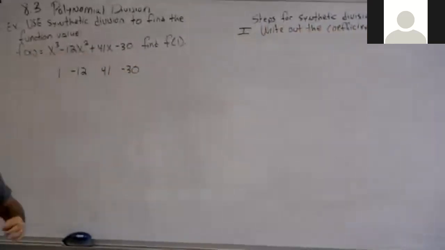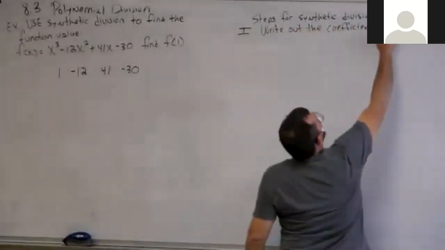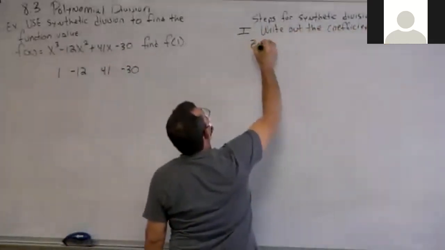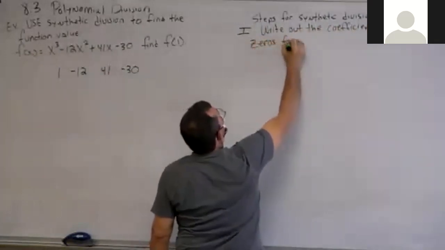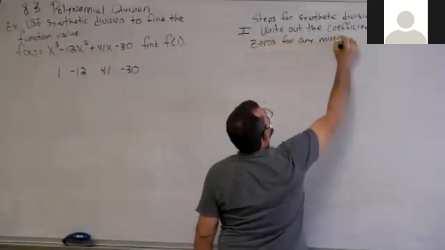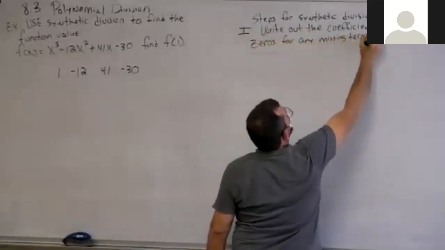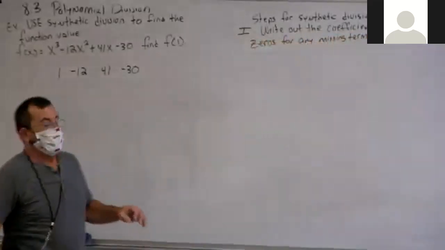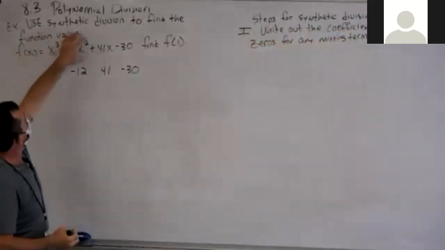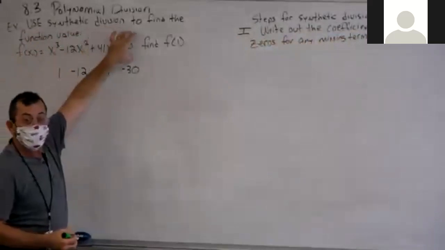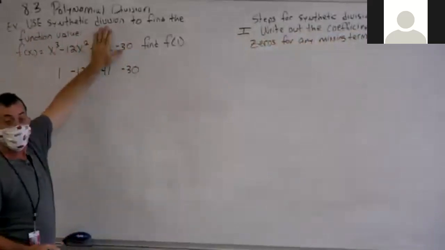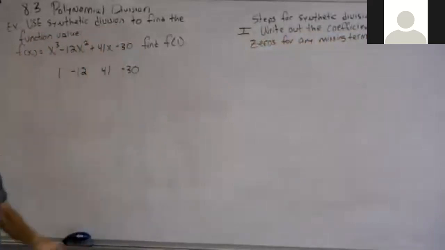Now, the trick on this, you have to use zeros for any missing terms. So what I mean by that, I've got the x cubed as my highest term. I've got an x squared term, an x term, and then my constant term. So I wasn't missing any of these, but if I was missing one of my terms, I'd put a 0 there, okay?